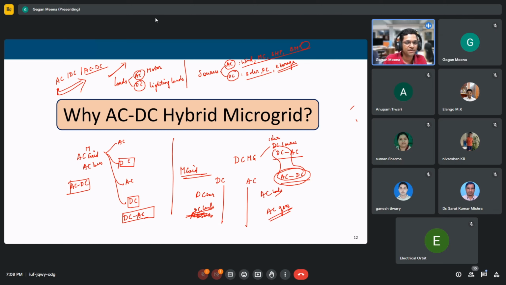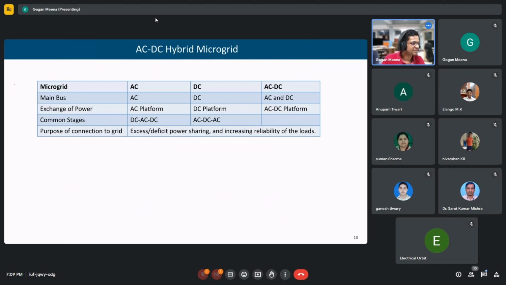So using a hybrid grid, we can increase the efficiency. We can avoid these multiple AC-DC-AC and DC-AC-DC conversions with separate AC and DC grids. So this is a major reason for moving to the AC-DC hybrid. This is what we have discussed.